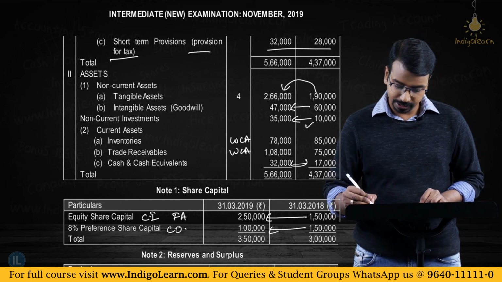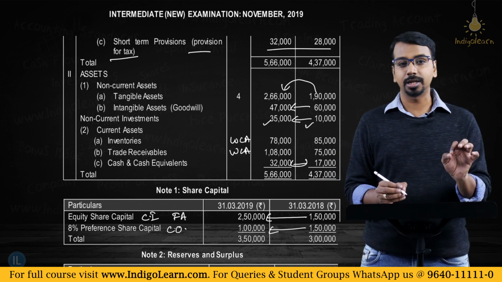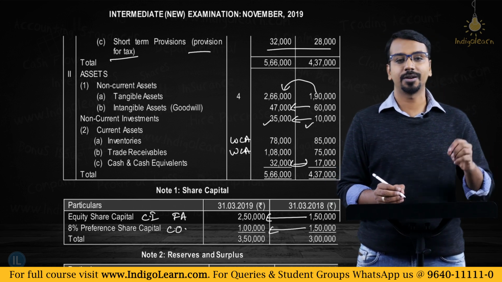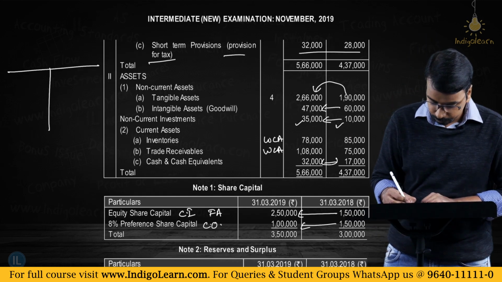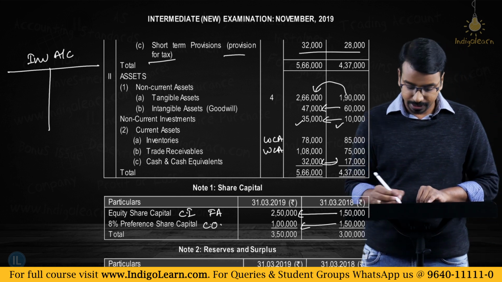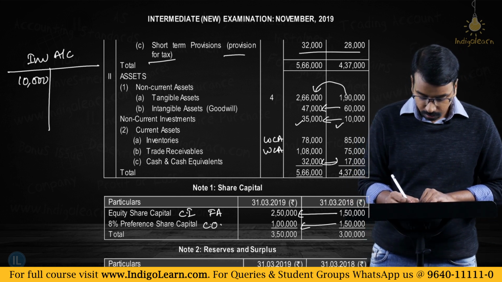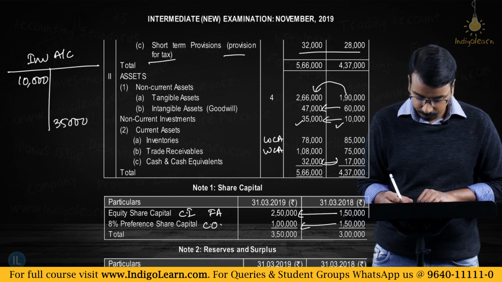The opening balance is 10,000, then closing balance is 35,000. So let's prepare a ledger account to figure out how much of fresh investment was made. In the investment account you have the opening balance of 10,000 and you have a closing balance of 35,000.